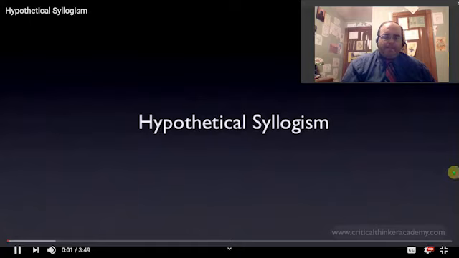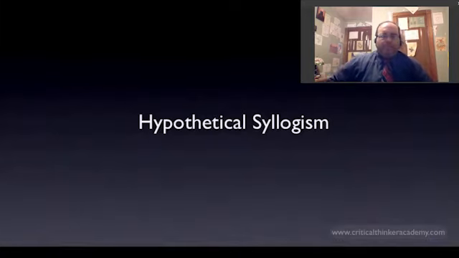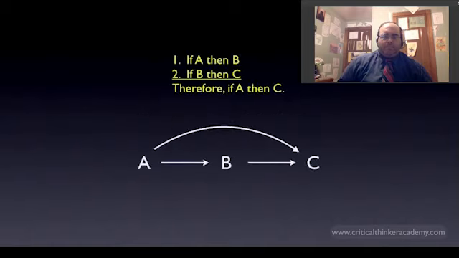Before we move on to the invalid forms, here's one more valid conditional form that you should know. It's sometimes called hypothetical syllogism or hypothetical argument, or more informally, it's sometimes called reasoning in a chain. It's obvious why it's called this when you see the argument form in action. This is hypothetical syllogism, or reasoning in a chain. It's what you get when you chain a series of conditionals together, where the consequent of one becomes the antecedent of another. You can chain as many of these together as you like.